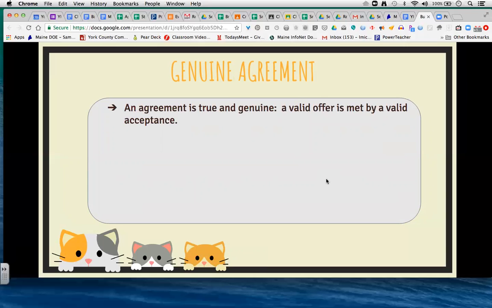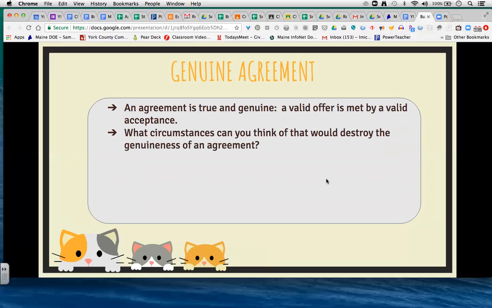Genuine agreement is another element of a contract. It is an agreement that is true and genuine. In other words, a valid offer is met by a valid acceptance. What circumstances can you think of that would destroy the genuineness of an agreement?